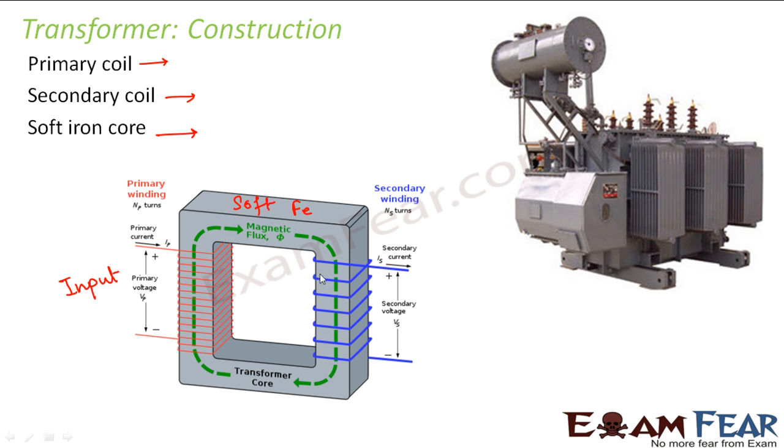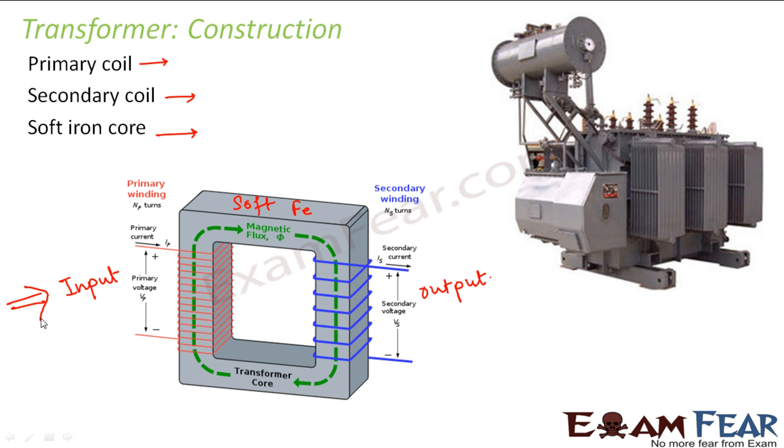The secondary coil is the one which again has n number of turns of some material, maybe copper wire or any other material. So this is my secondary coil where we receive the output from the transformer. As I said, it will convert the voltage from one value to another.